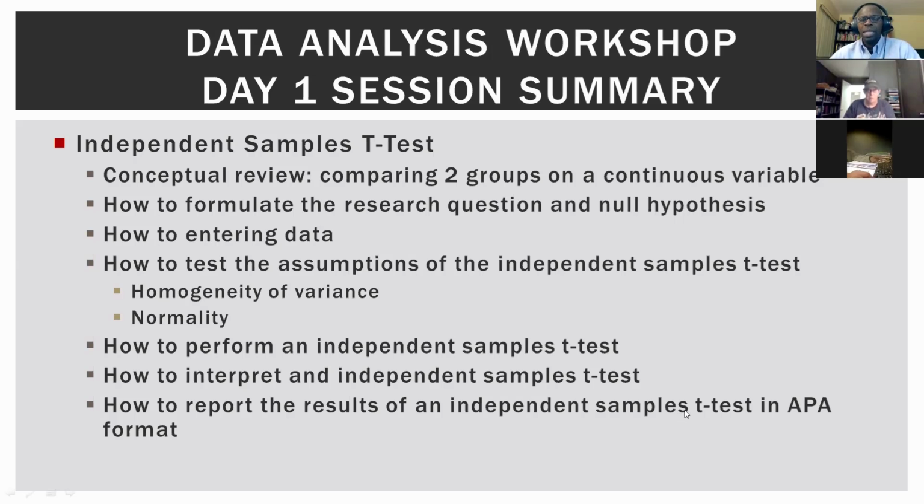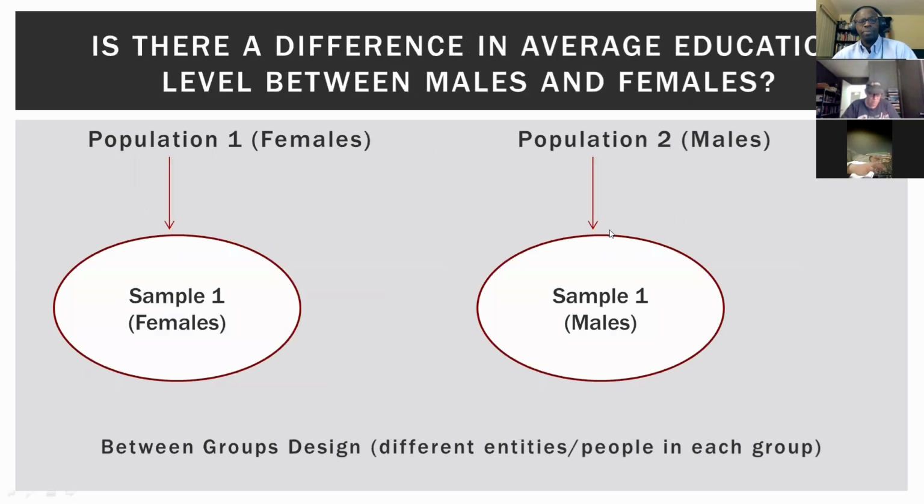Now, so let's start with a conceptual overview. So the independent samples t-test is used when you want to compare mean scores between two groups, only two groups, okay? So in this example, we have a situation where we want to compare the average education level between males and females. Now, so we've got two variables, okay? We have a grouping variable, and then we have a continuous variable or a measurement variable.